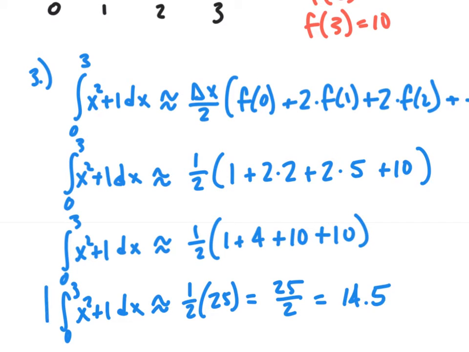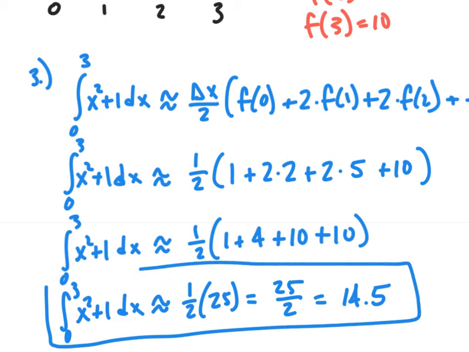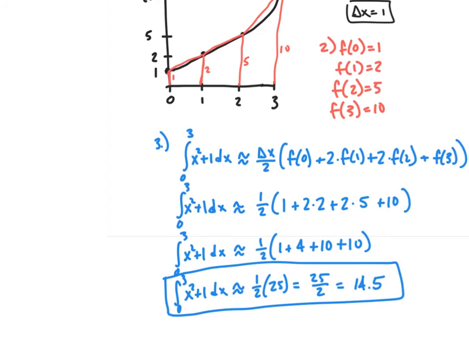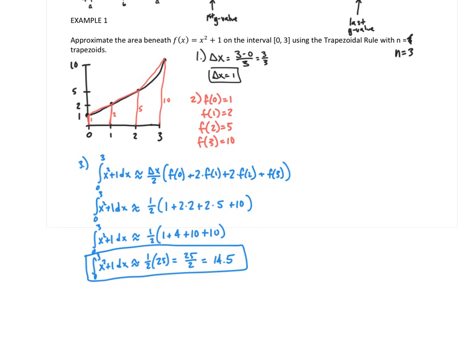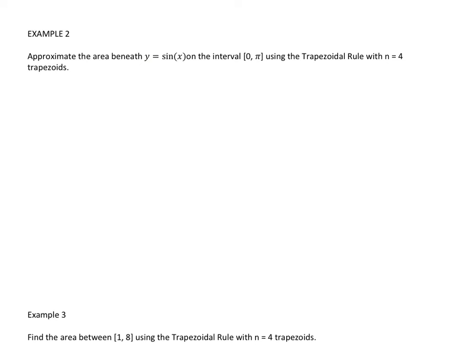Okay, so any of these work, it doesn't really matter. But that's the idea. It's pretty simple once you get through it, but you just have to know what you're doing and be able to set this part up. So remember delta x over 2, your first and last y values are by themselves, and then each other interior y value is multiplied by 2, and add them together. All right, let's take a look at example 2.